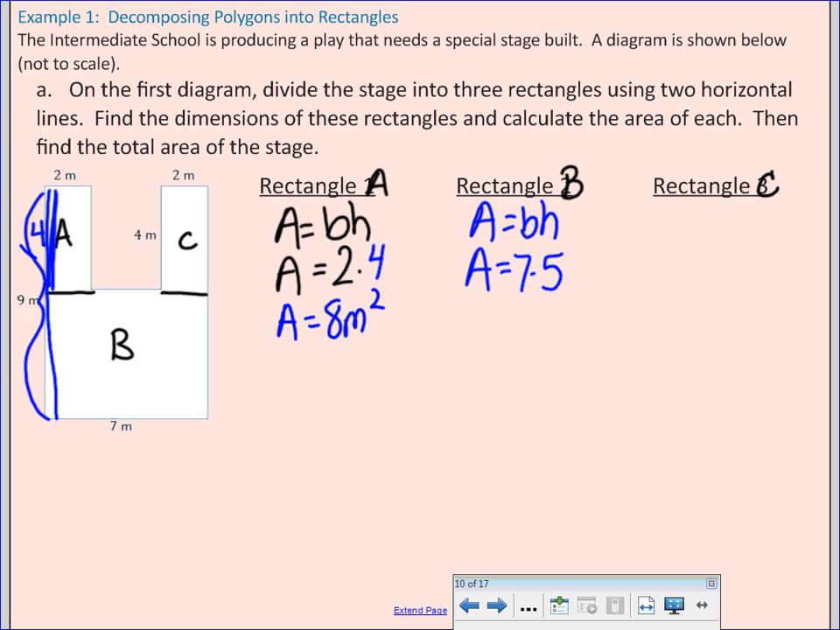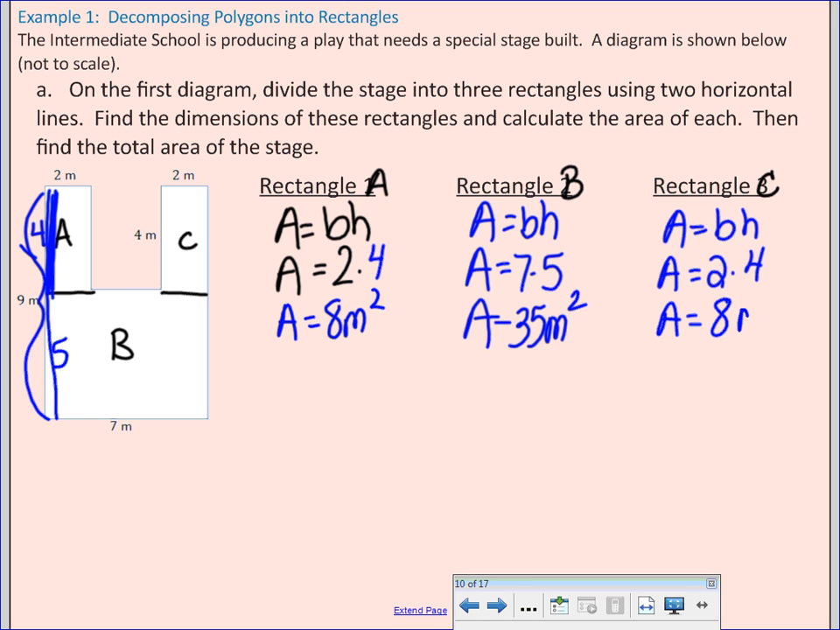This whole thing is 9, and this part is 4. 4 plus 5 will give me a total of 9. So the area of shape B is 35 meters squared. And what about shape C? What is my base and my height? 2 is the base and the height is 4. Fabulous. Area is 8 meters squared. Perfect.